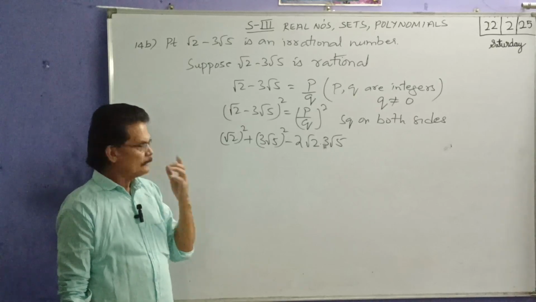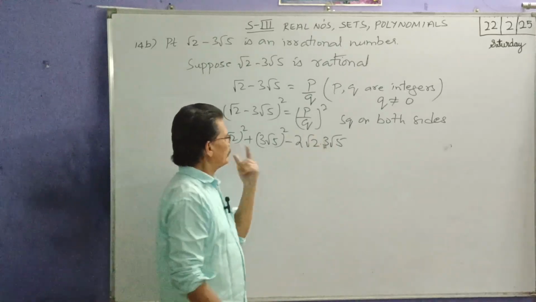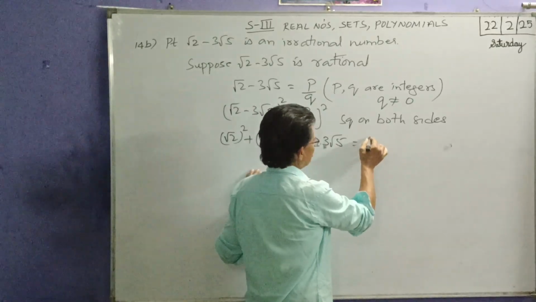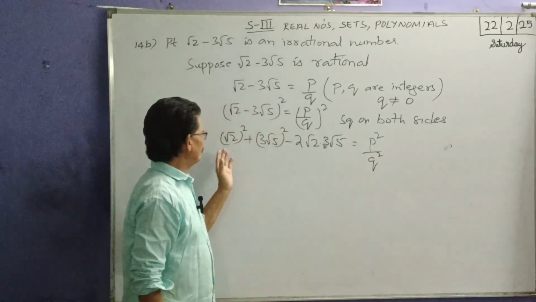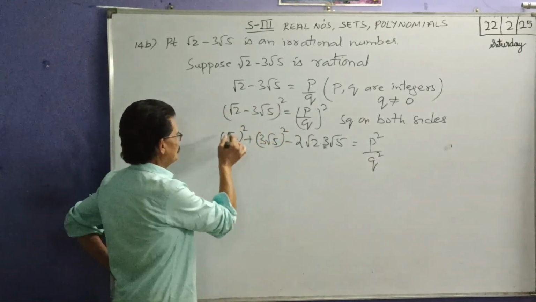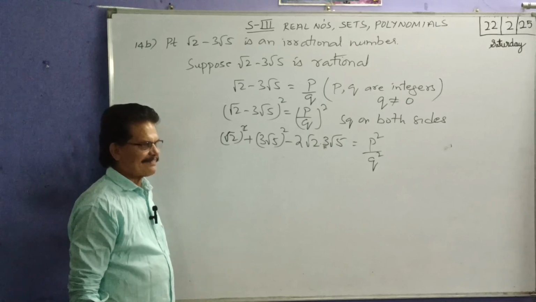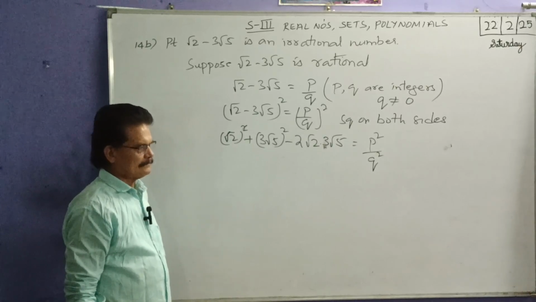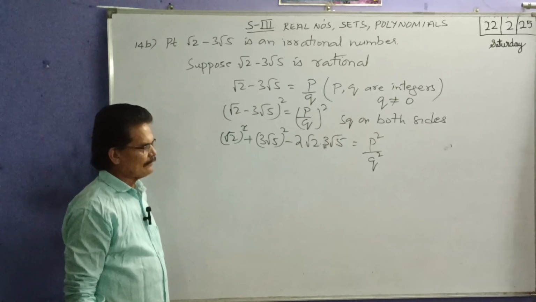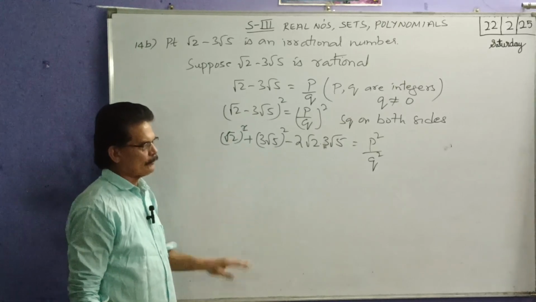Okay? So a square plus b square minus 2ab is equal p square by q square. Right? Now we'll complete this. Square root are cancel. Why? Root means 1 by 2. Changing the radical into exponent.